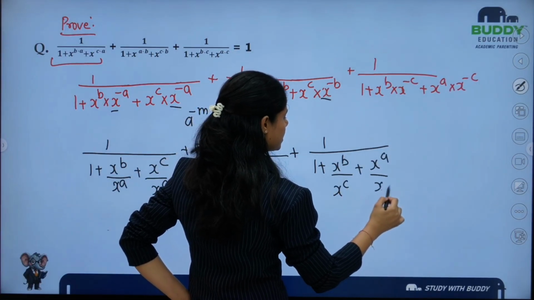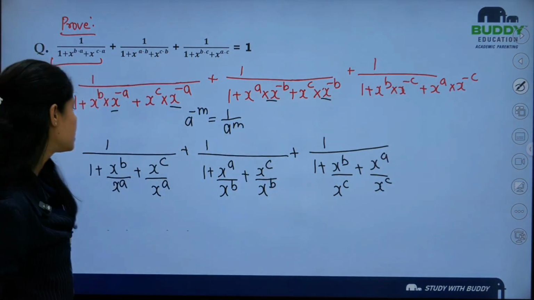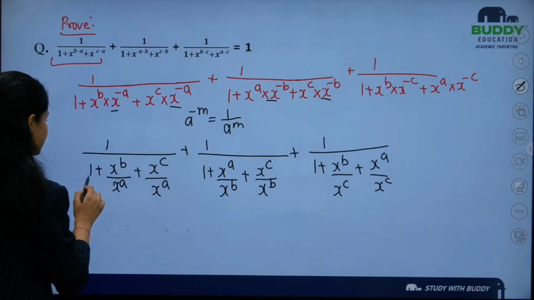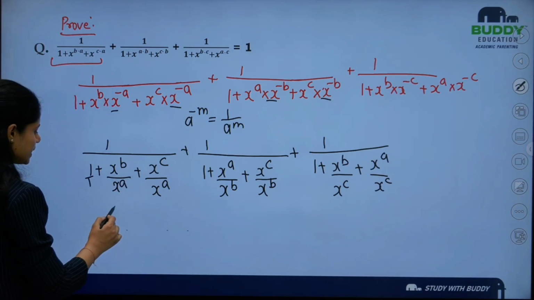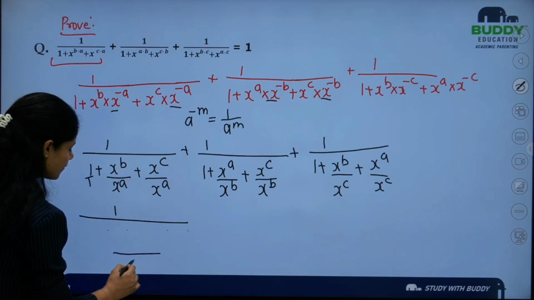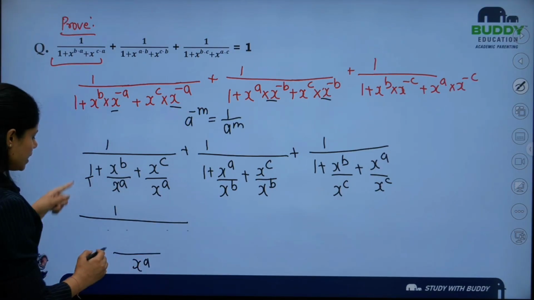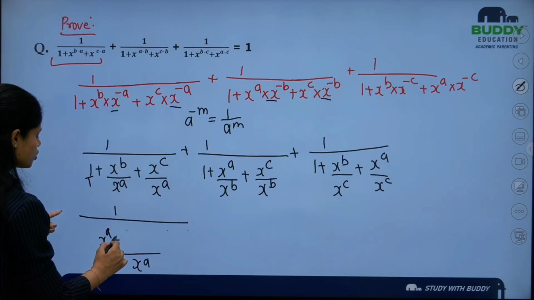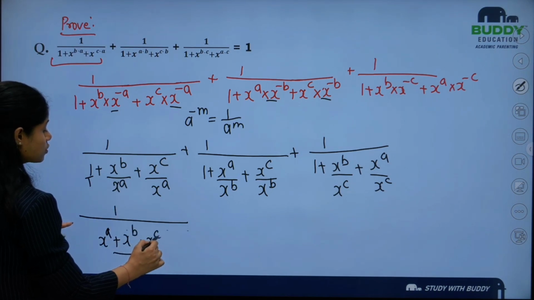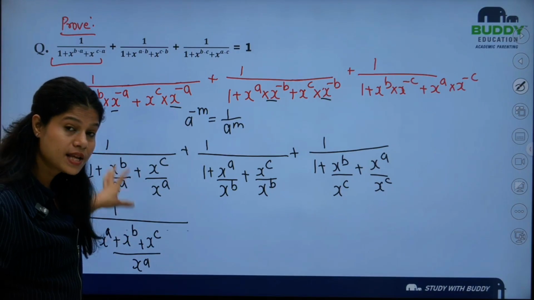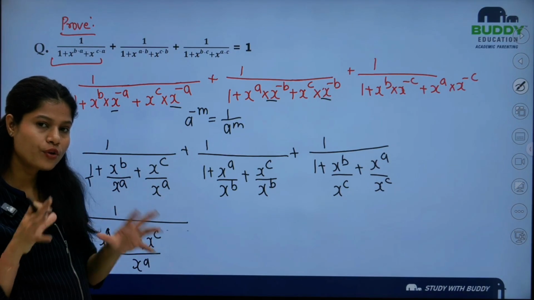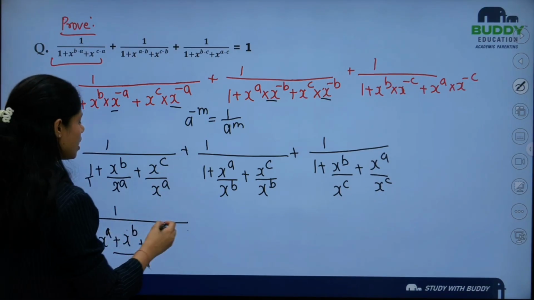Okay, and then this. Now what after this? You know that there is a fractional part, so we will take LCM over here. When you take LCM, the LCM will be x raised to the power a, so here this will be x raised to the power b, and this will be x raised to the power c. And slowly you are seeing that a few common terms started appearing.